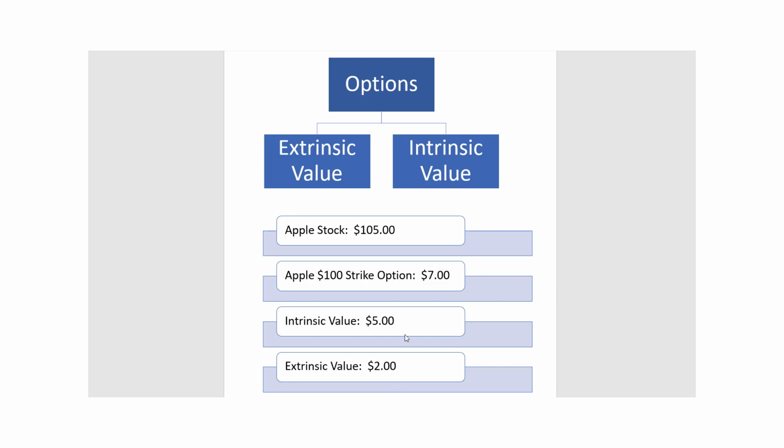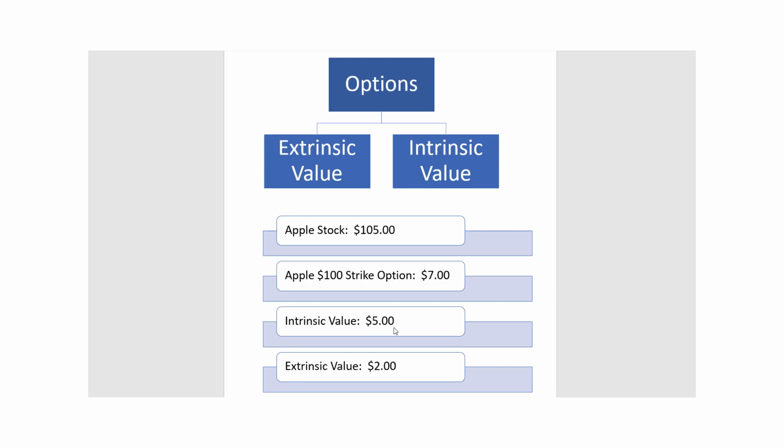So with this example here, we're imagining Apple stock itself is selling for $105 a share, and we're looking at the 100 strike option for Apple. The expiration doesn't matter. If that option is selling for $7, then we can determine what the extrinsic value and intrinsic value are. So first, we need to know the intrinsic value, and we can get that by taking $105, the price of the stock, and subtracting 100, which is the strike price of the option. And that gives us $5.